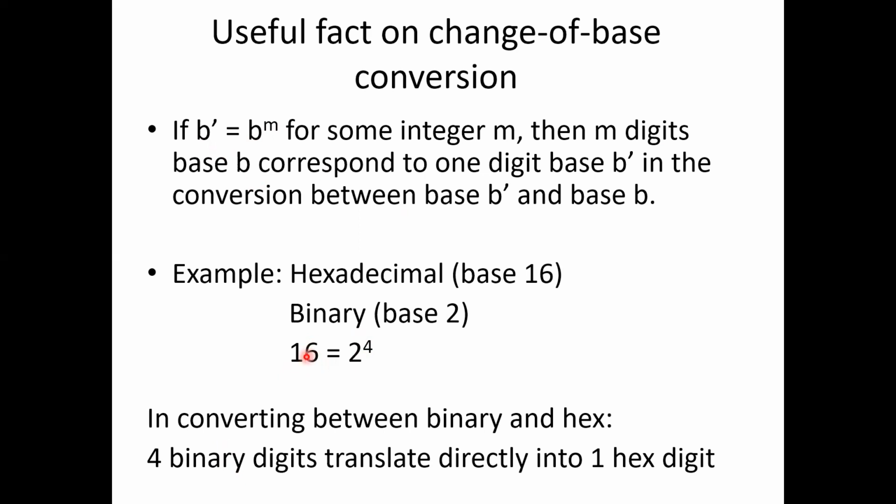Because if you think about this, what is the highest number represented by 4 bits? It is 1 plus 2 plus 4 plus 8, which is 15. That's exactly the highest number that is represented by a single hex digit, right? The strings represented by 4 bits are from 0 to 15.